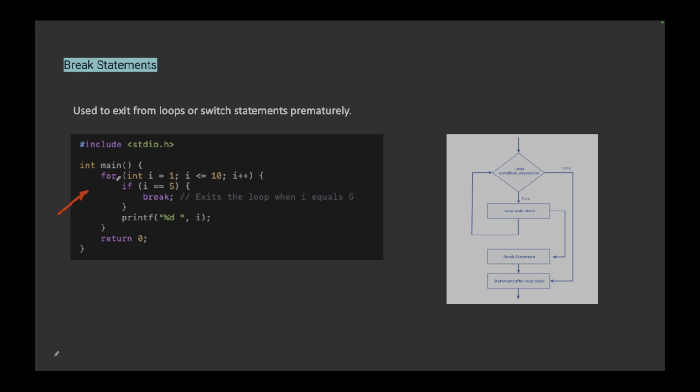Int main, this is a for loop. We have initialized i as 1 and we are going to i less than or equal to 10. So from 1 to 10 the loop will run, and in each iteration we are increasing the i value. Now what is here? If i equal to 5, now this is the condition, then we are using a break statement over here and we are printing that 5.